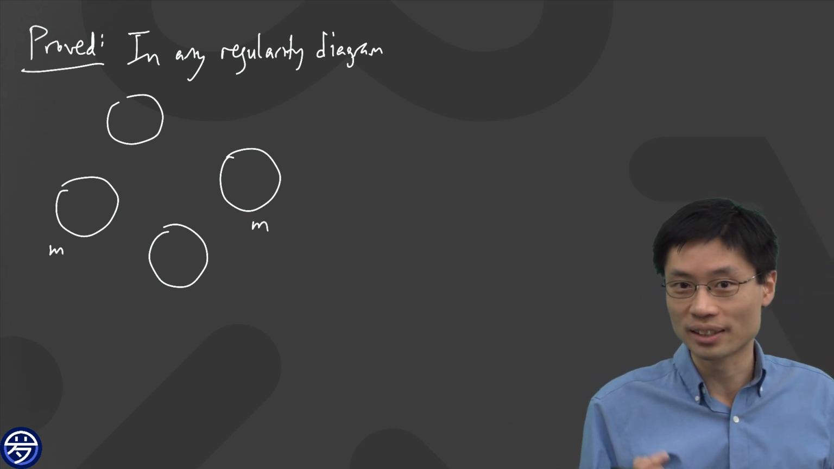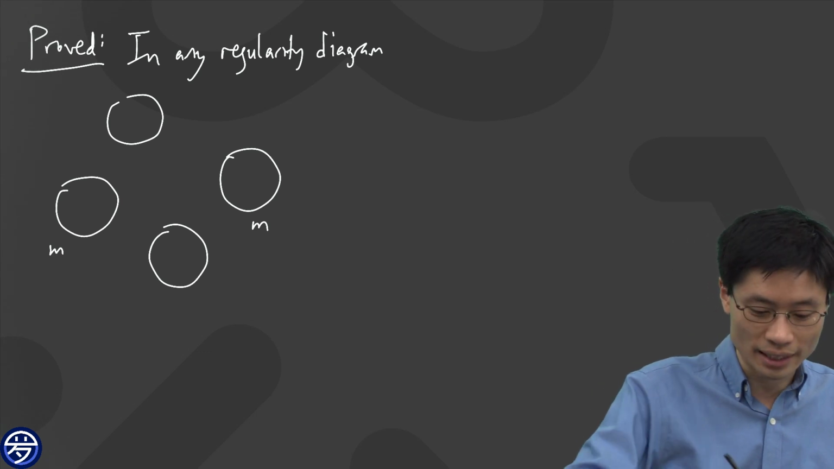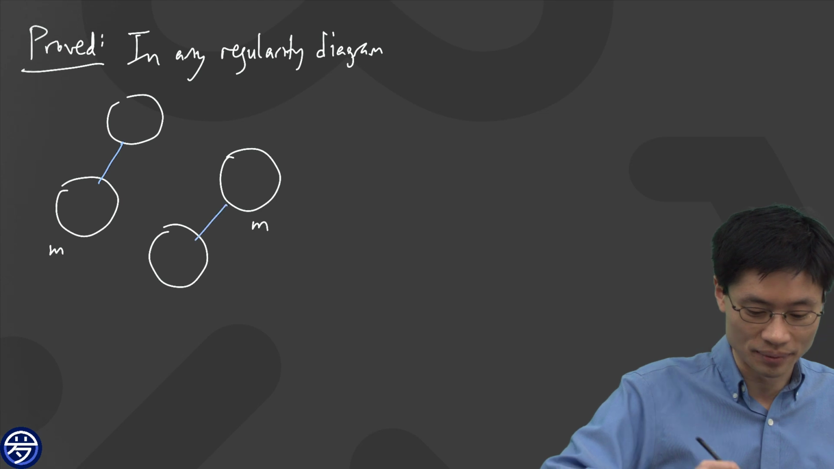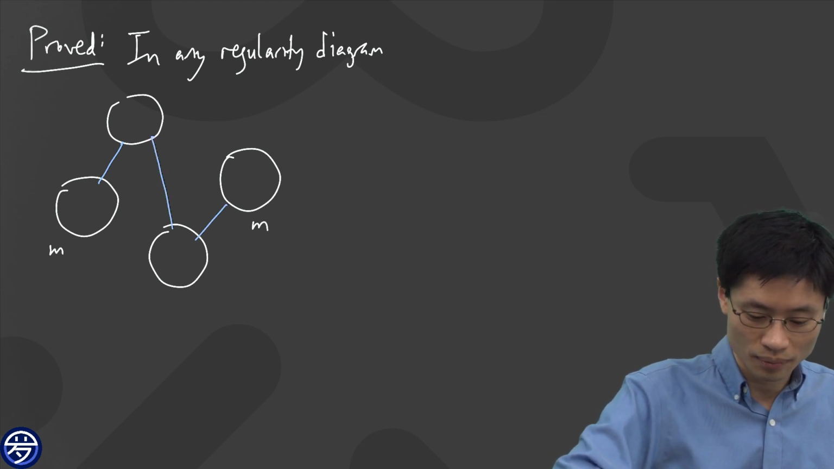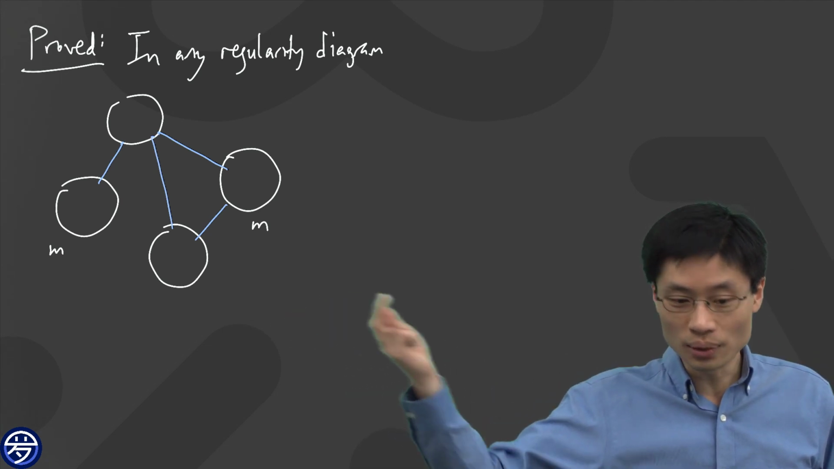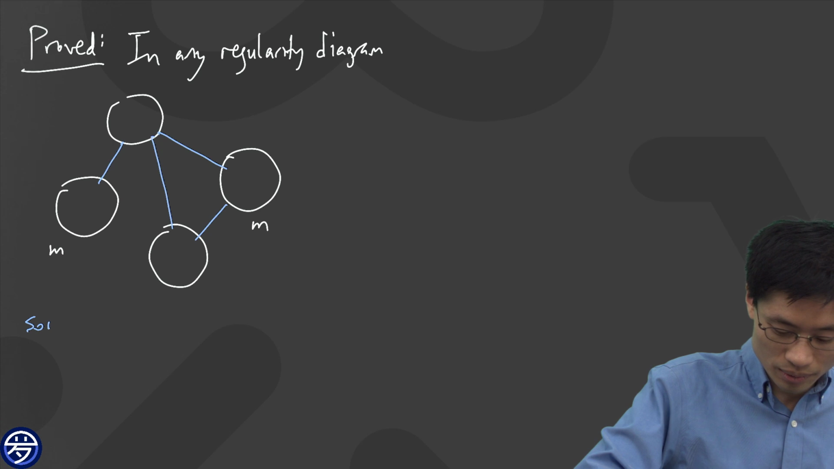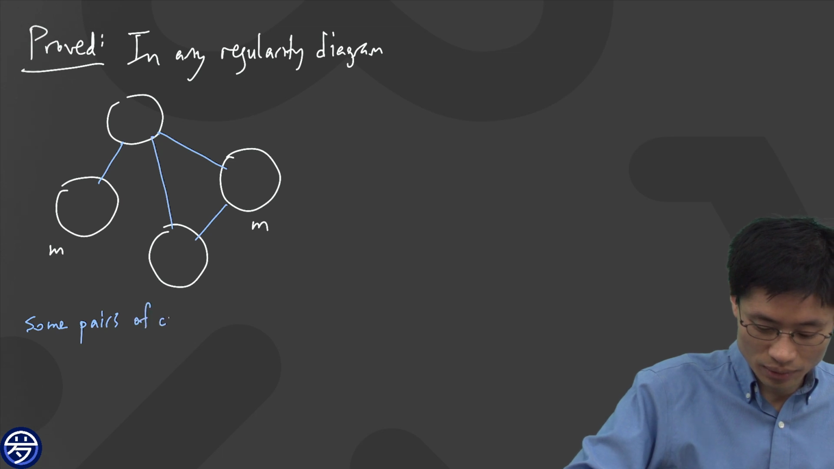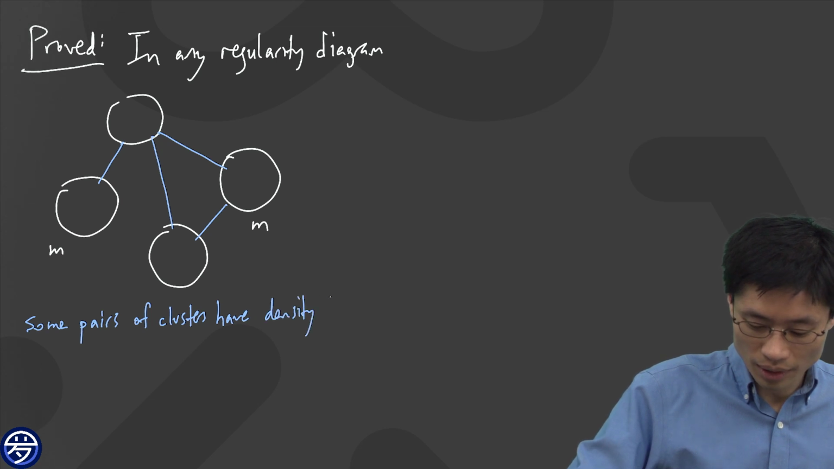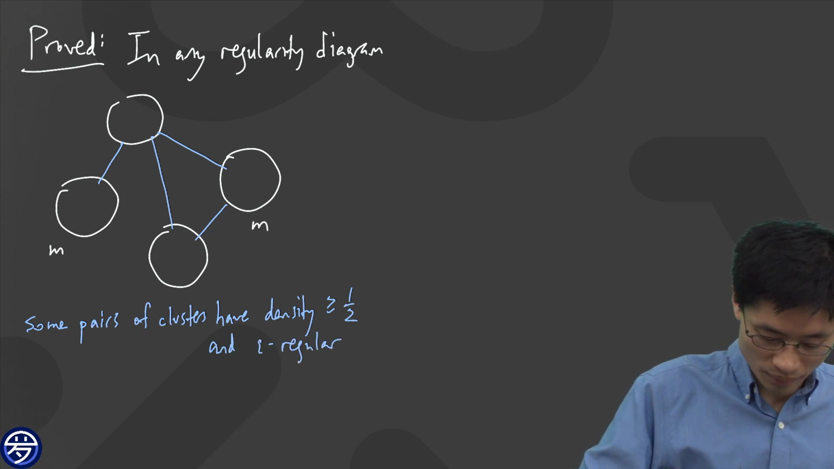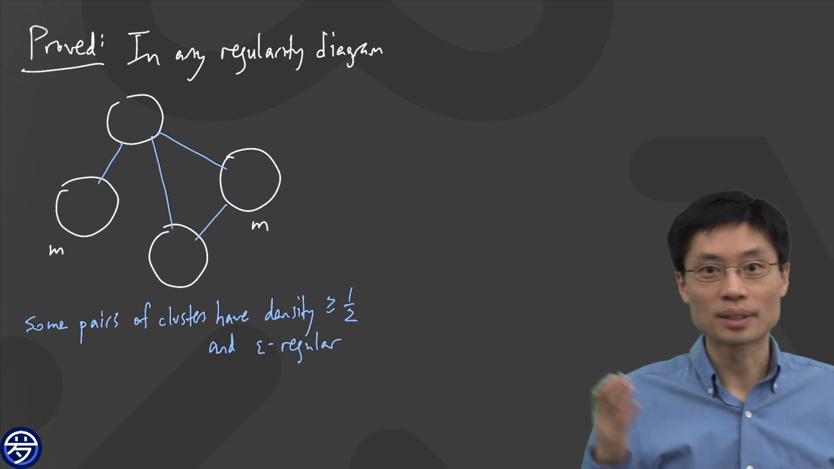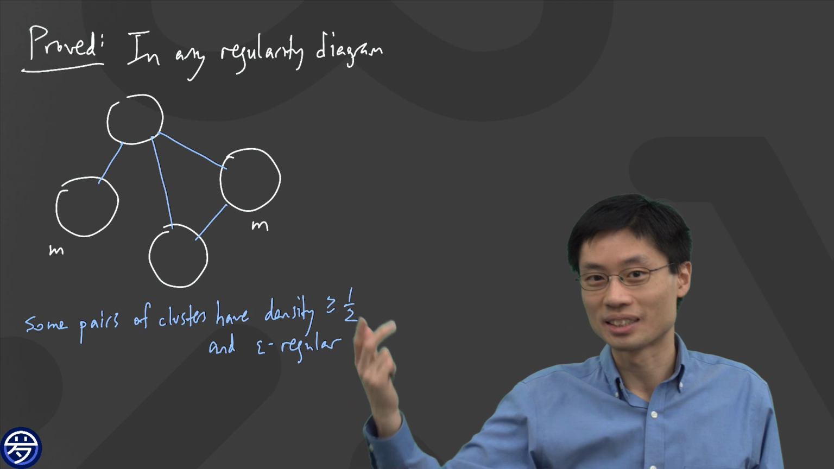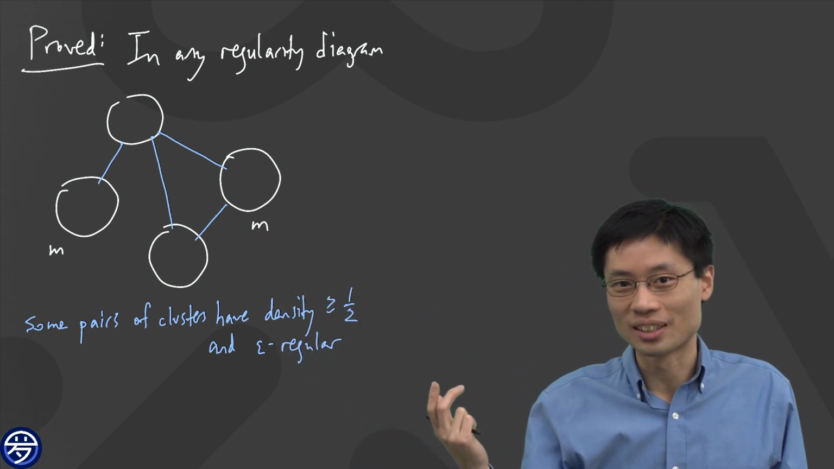Okay, and in this particular regularity diagram, I'm going to be a bit more specific. I'm going to say that there are some pairs of clusters which are interesting. Not all, but some. Maybe like this. I just drew something like this, where the blue lines mean some pairs of clusters have density bigger or equal 1/2, and they're epsilon regular. I'll make that epsilon a bit more readable. So I'm given this situation. Some pairs of the clusters, density at least 1/2, and those pairs are epsilon regular.